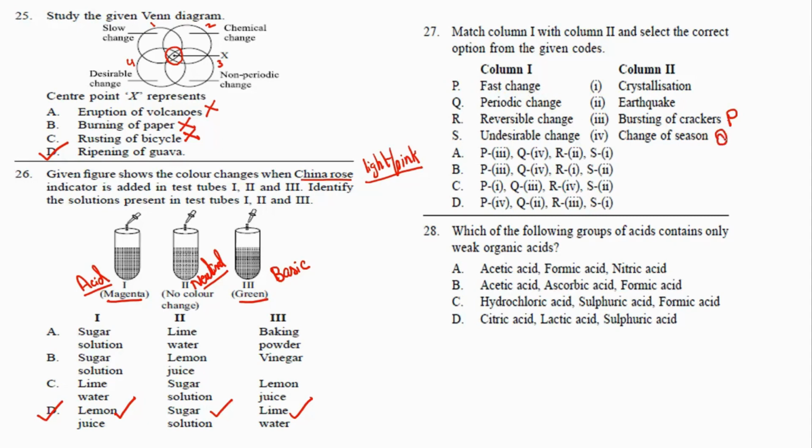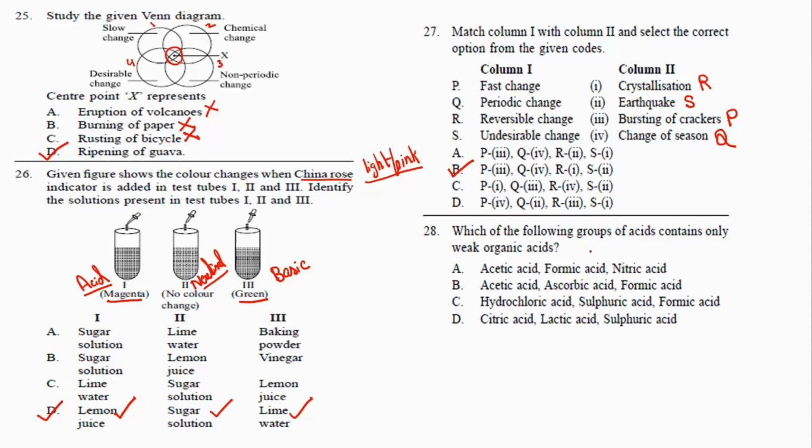Yes, Q. Reversible change. What can it be? Reversible change is crystallization. Once it is crystallized, again we can convert it into powder. So we can take crystallization as reversible change. And undesirable change is obviously the earthquake. So this will be R. So our correct answer is option number B, right?